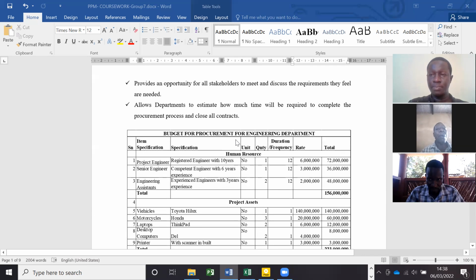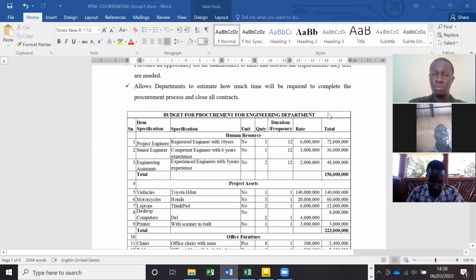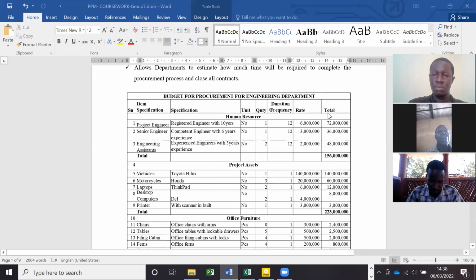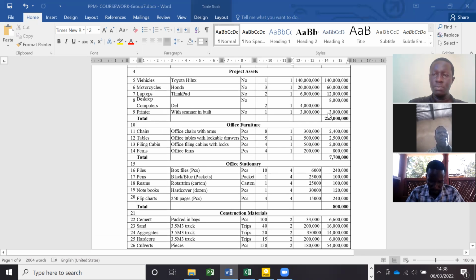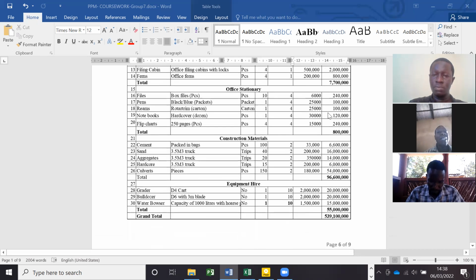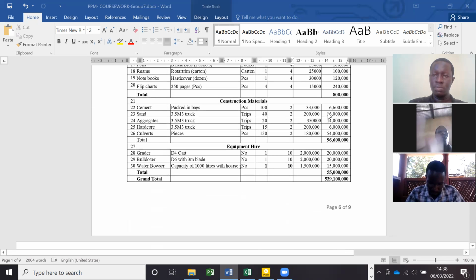When we look at our budget, looking at the human resource as an input, we have a budget attached of 72 million. Coming down to project assets, these are assets required to ease implementation of our activities. Office furniture, these are what we use on a daily basis in our offices, with stationery. For the construction of community access roads and markets, we have the following materials like cement, this is our budget, aggregate, and other items. We have the budget in place.